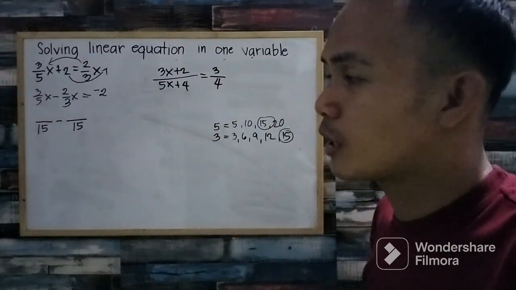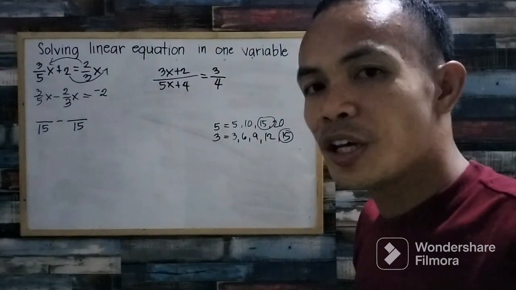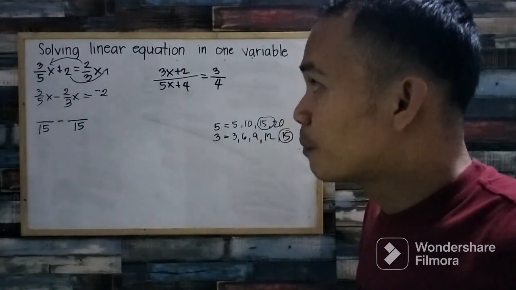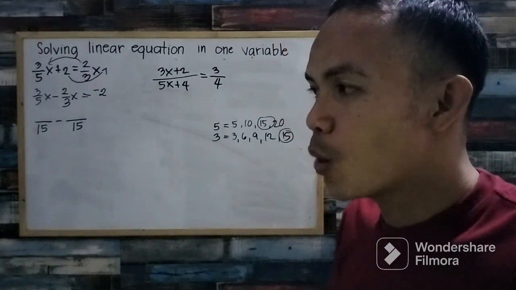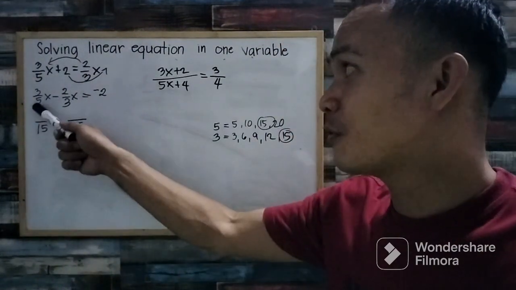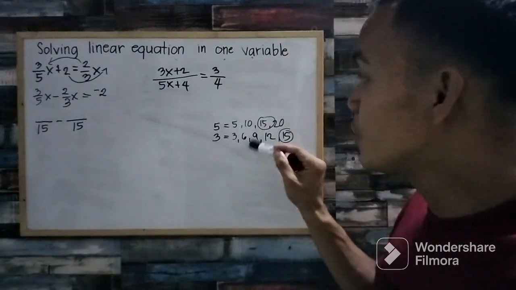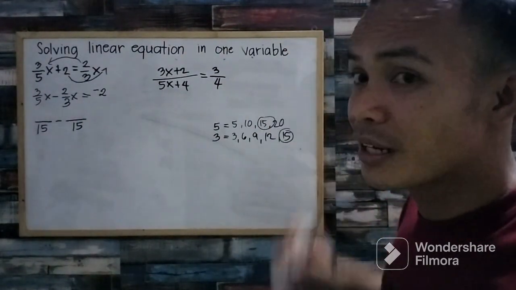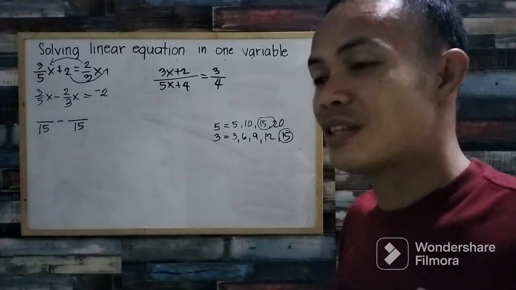At meron din tayong shortcut. If the two denominators are prime, pag sinabi natin prime, we only have 2 factors, 1 and the number itself. Remember that 5 is a prime number and 3 is a prime number also. So instead of using the listing method, because it will take time, right? You will just simply multiply 5 times 3, that is 15, right?